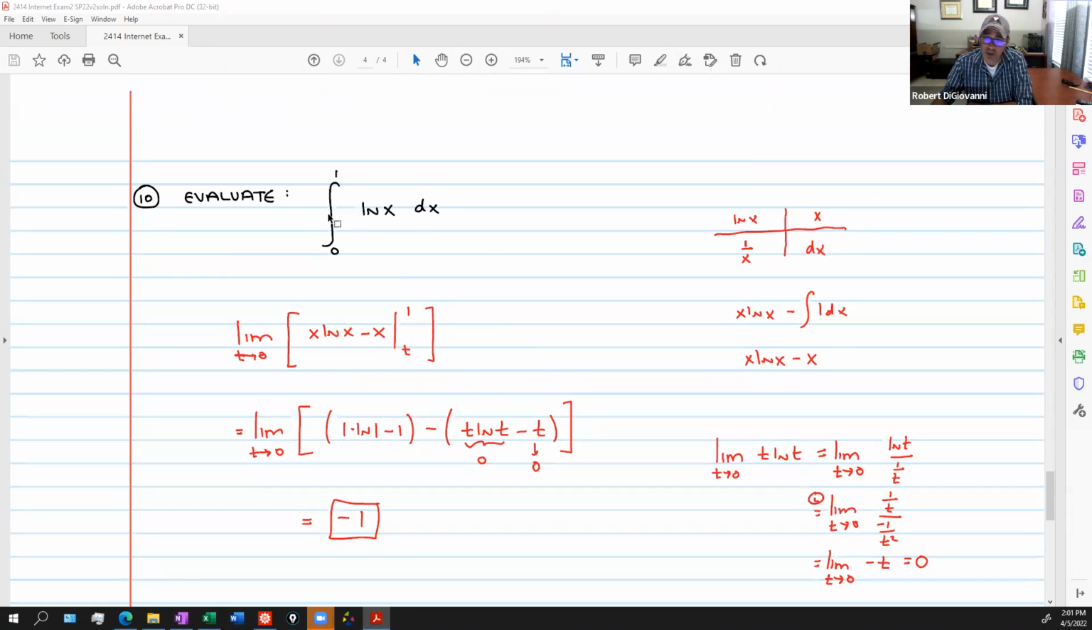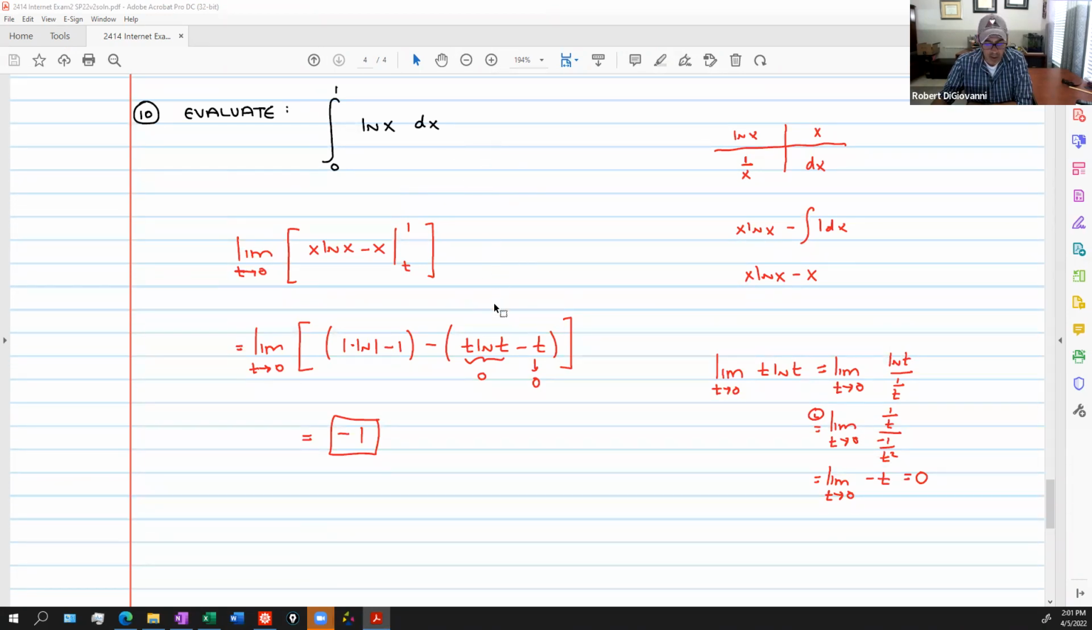This is back to the question from the Cal 2. So we had to figure out what this was. I did the work over here. So I took the t, I dropped it down as 1 over t. And then I did L'Hopital. Derivative of natural log of t is 1 over t. And the derivative of 1 over t is negative 1 over t squared.